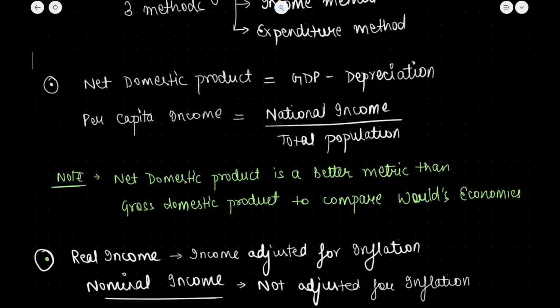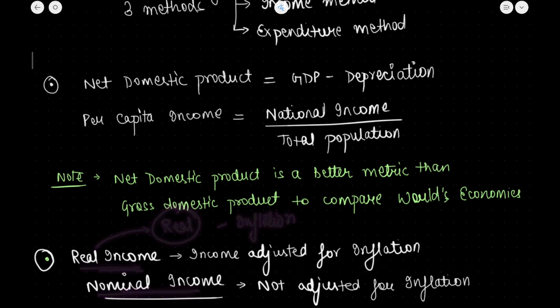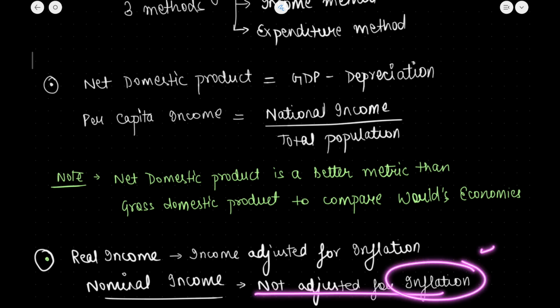Now, the same is the difference between real income and nominal income. Real income means the real money that you have in hand. Real means that which is adjusted for inflation. So, the real income is adjusted for inflation, whereas the nominal income is not adjusted for inflation.